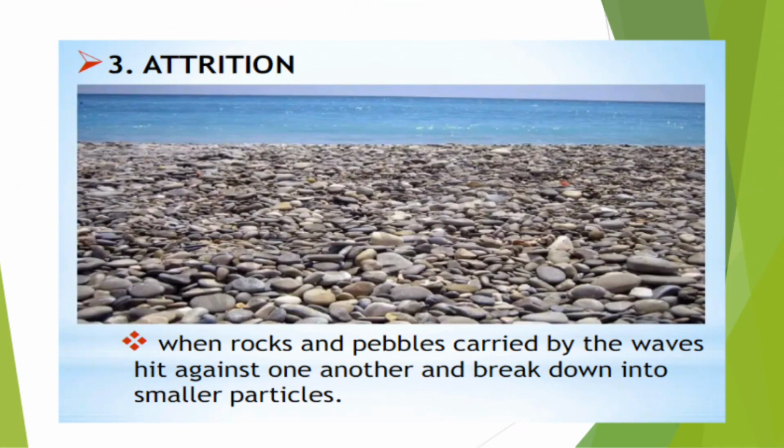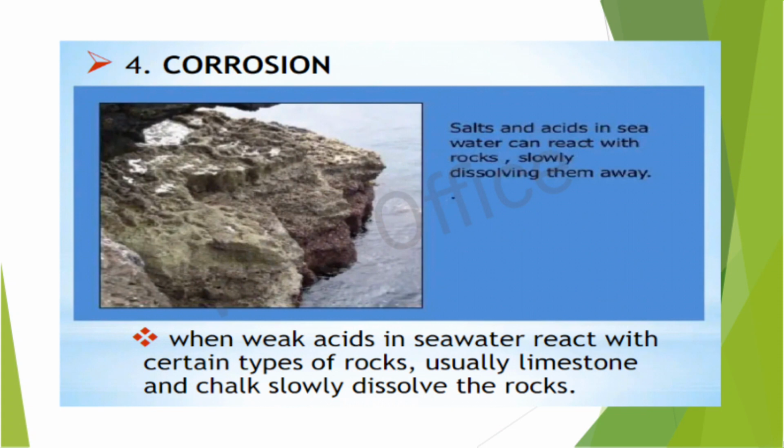Number 3, attrition. Rocks and pebbles carried by the waves hit against one another and break down into smaller particles. Number 4, corrosion. Salts and acid in sea water can react with rocks, slowly dissolving them away. When weak acid in sea water reacts with certain types of rock, usually limestone and coal, it slowly dissolves the rocks.